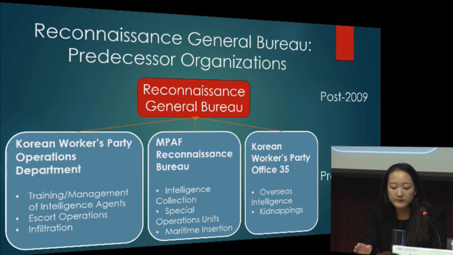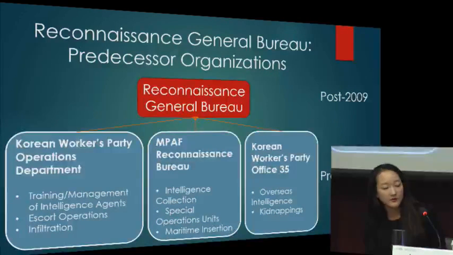The general goal of this organization seems to be to use a variety of means at their disposal to exert influence on the Korean Peninsula in peacetime and to find ways to incrementally increase North Korea's leverage over South Korea. As you can see, the RGB was not created from scratch, but is a combined entity of many intelligence and covert operations units previously scattered across the North Korean government.